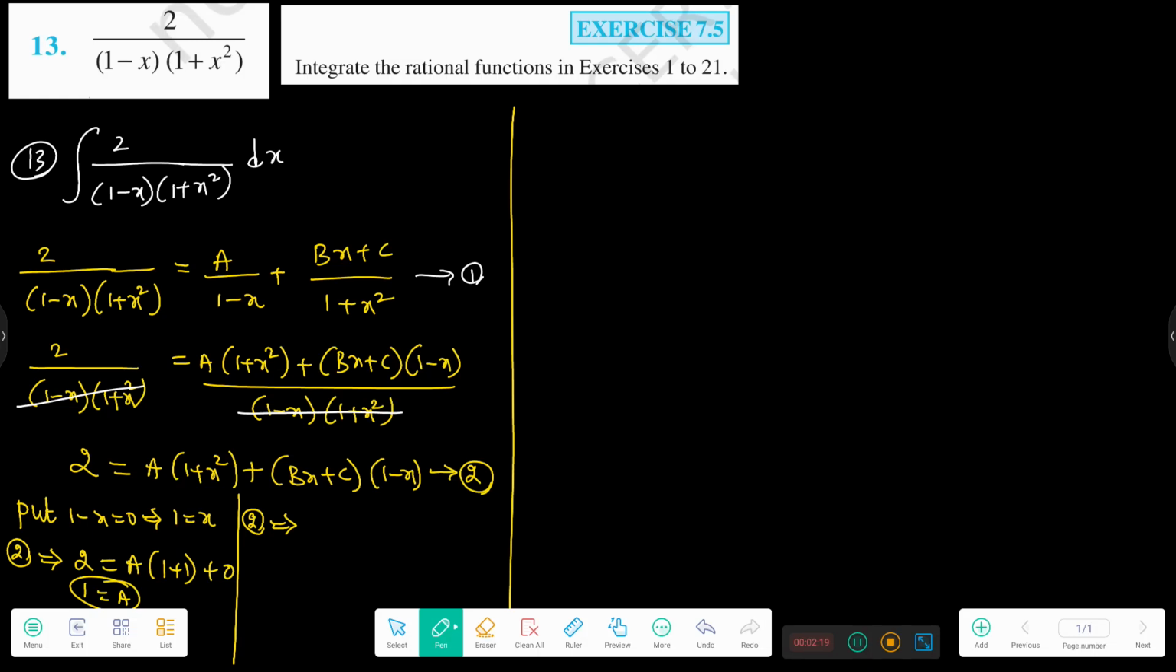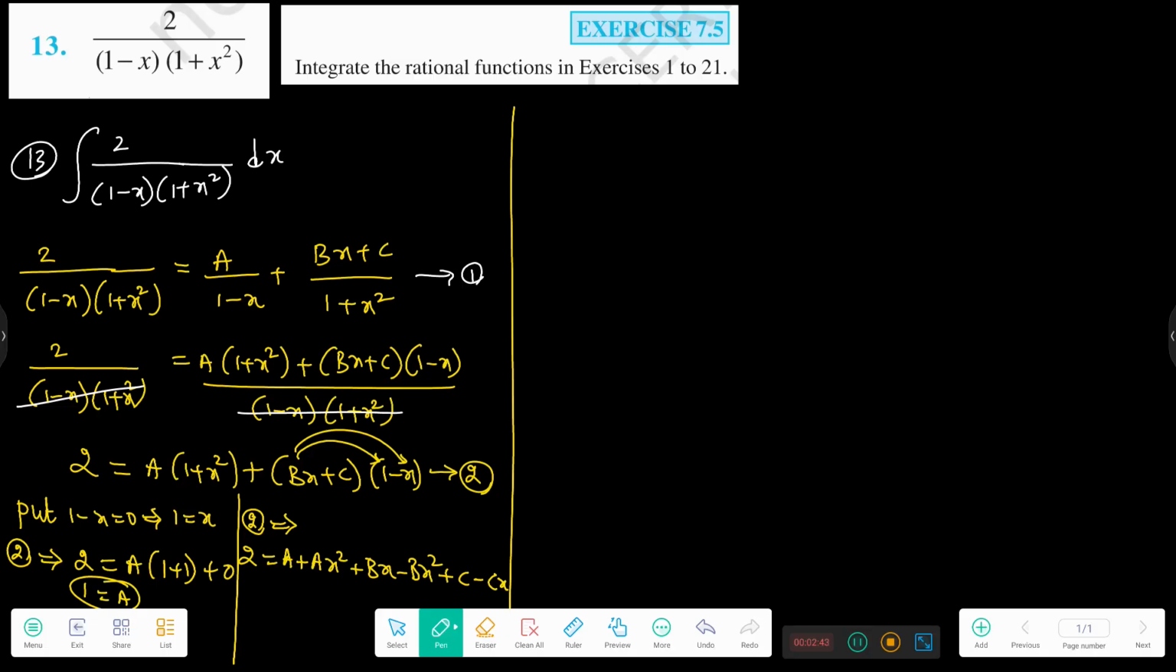So what are we getting? 2 in the left hand side. A when you multiply, a plus a into x square, a x square. And this one you can multiply. When you multiply, what am I getting? bx into 1 is bx. bx into minus x is minus bx square. c when you multiply, c into 1 is c, c into minus x is minus cx.